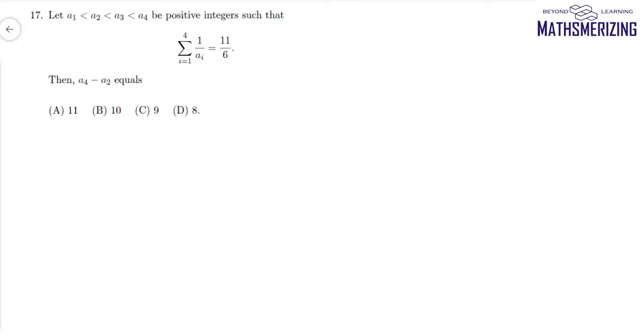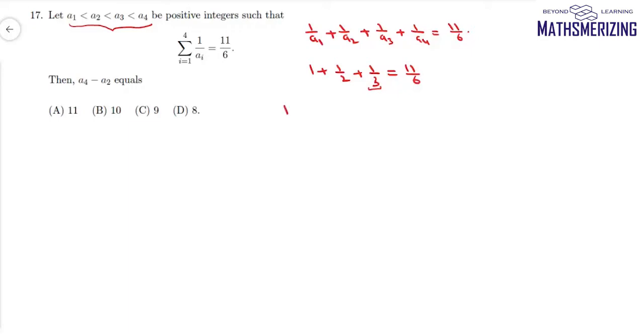Question number 17 says we need to find 4 increasing numbers A1, A2, A3 and A4 such that the summation 1 upon A1 plus 1 upon A2 plus 1 upon A3 plus 1 upon A4 should be 11 by 6. Now we know that 1 plus 1 by 2 plus 1 by 3 is equal to 11 by 6. So I need to at least replace one of them to get this summation as 11 by 6 with 4 numbers A1, A2, A3 and A4.